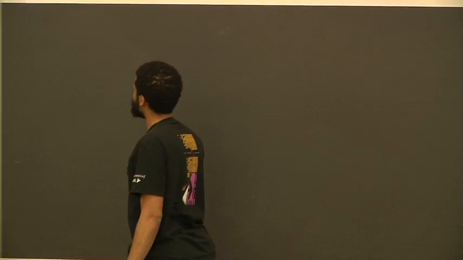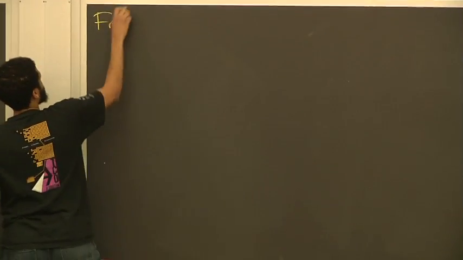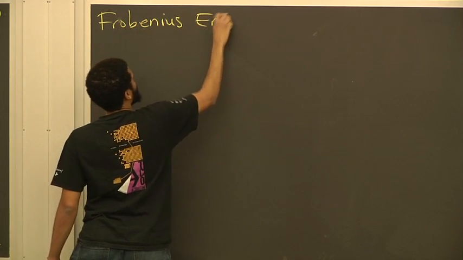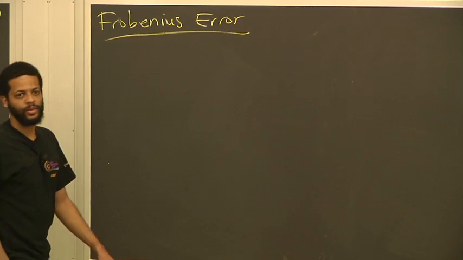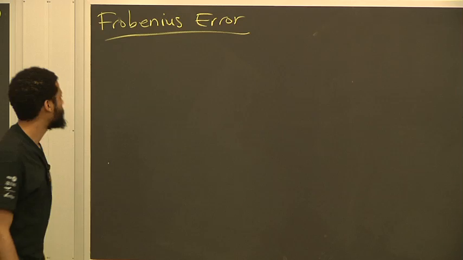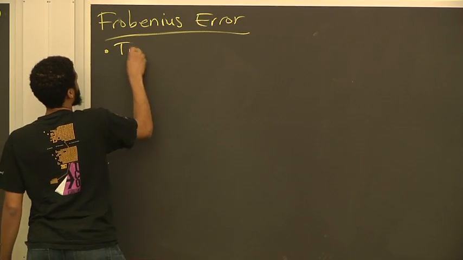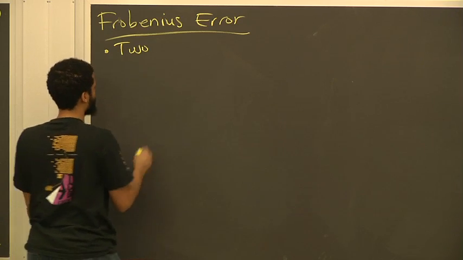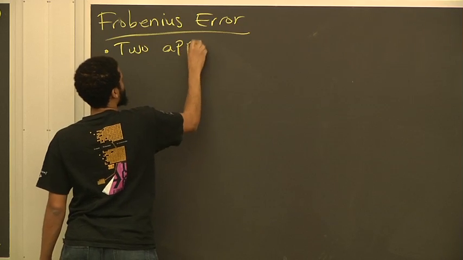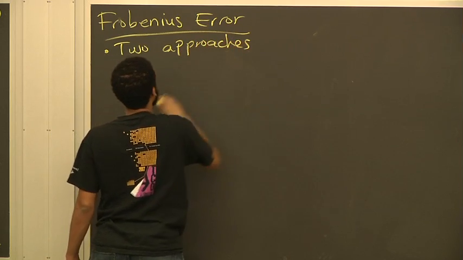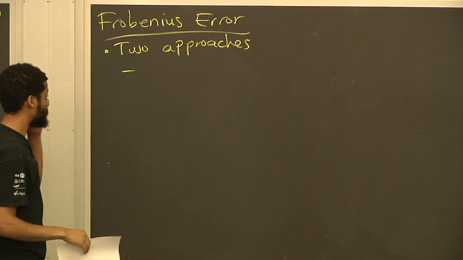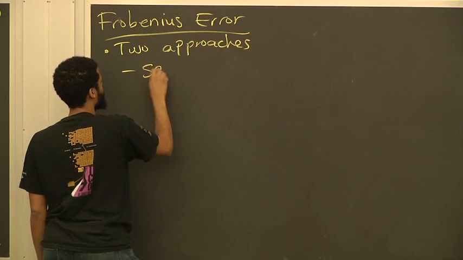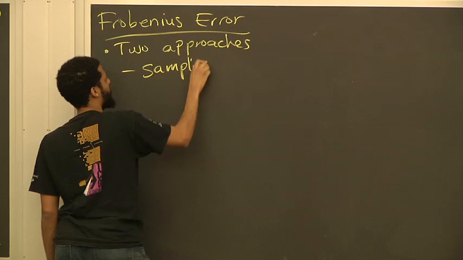Okay. So Frobenius error. We're going to look at two different approaches. And we're going to look at another form of error after this, and they're also going to be two similar looking approaches. So the first one, which came first historically as well, is sampling. So what are we sampling? You'll see in a second.